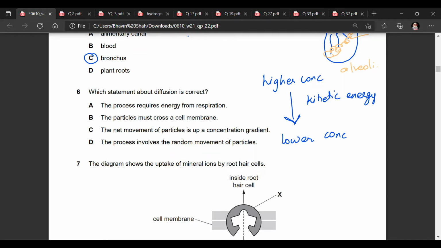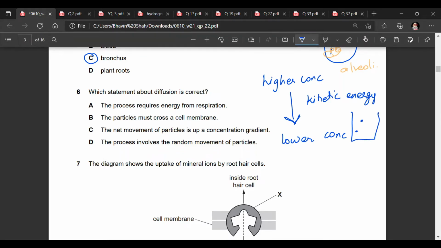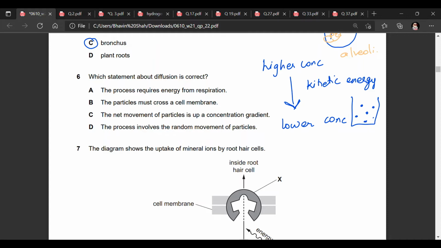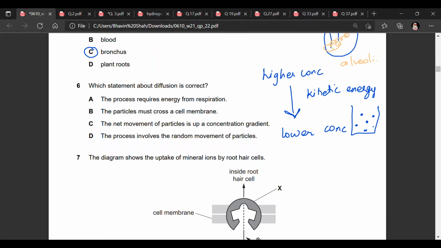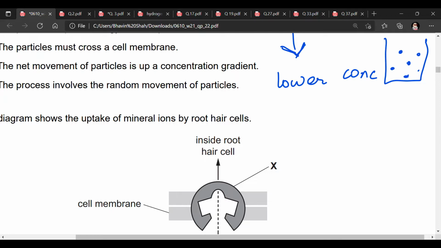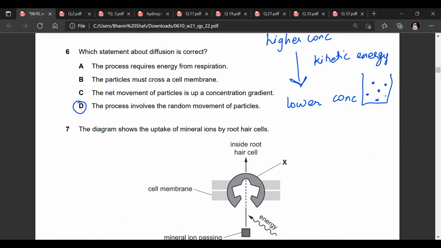What do we understand by the term equilibrium? So equilibrium means we are saying that they are so far away from each other that they do not have the energy, they do not come back and collide, and there is no more kinetic energy present in them. Okay, so this is what we are saying is diffusion. So which statement about diffusion is correct? The process requires energy from respiration. No, that is active transport. The particles must cross a cell membrane. Again, that is either by osmosis or by active transport. The net movement of particles is up the concentration gradient, and it is a process involves the random movement of particles. So your answer obviously will be D. We have just discussed this whole thing. So your answer is going to be D.